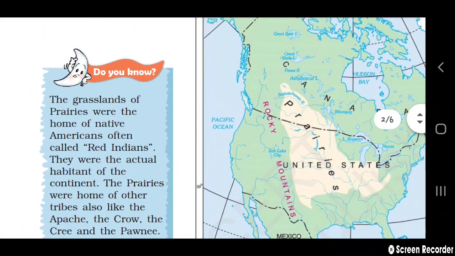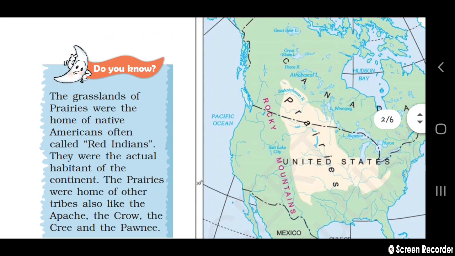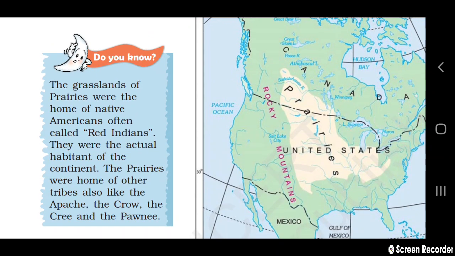The grasslands of the prairies were the home of Native Americans, whom the Americans often called Red Indians. They were the actual inhabitants of the continent, and the prairies were home to other tribes also. Their names are like the Apache, the Crow, and the Pawnee. These are the tribes who were living in those prairies, in those grasslands.